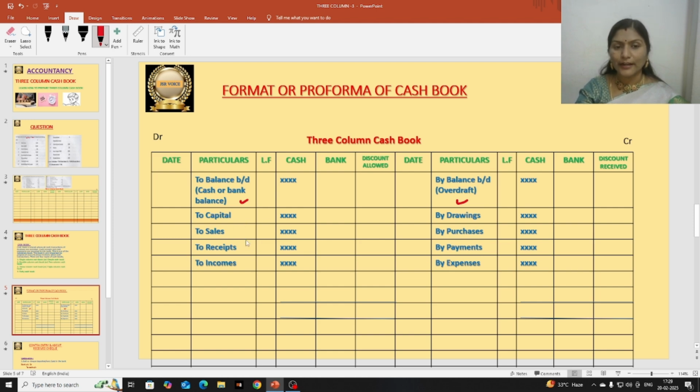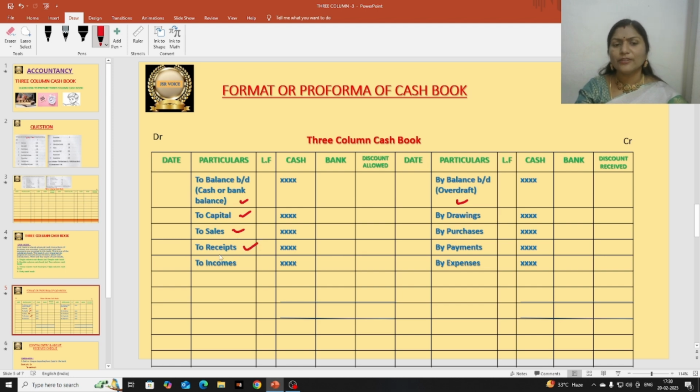And the remaining 4 items on the debit side: capital. If a businessman is investing money in the business, we call it capital. Whenever capital is coming into the business, what happens? Cash is coming into the business. That is why I recorded capital on the debit side. Next is sales. Whenever the business sells goods, cash comes into the business. So cash is coming into the business whenever sales take place. That is why sales are recorded on the debit side.